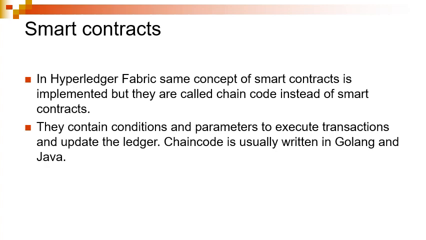So this is the concept of chain code. Instead of smart contract, we call the smart contracts chain code in Hyperledger Fabric, and this chain code will verify the business conditions and parameters to execute the transaction and to update the ledger. If business conditions are met or satisfied, then it will allow the transactions to process.